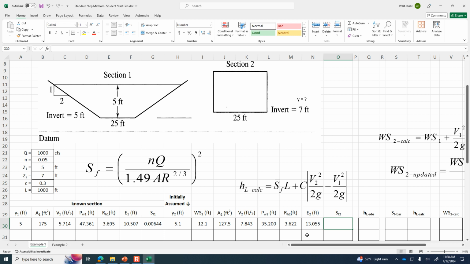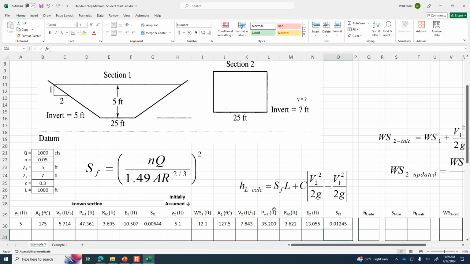So let's put in Manning's equation, solve for slope of the energy grade line equals parentheses n times Q divided by 1.49 times the area of 2 times the hydraulic radius to the power of 2/3, so 0.66667, and then close parentheses to get us out from underneath the denominator, close parentheses again to finish the expression, and then to the power of 2, because we need to square it. So the slope of the energy grade line, 0.0145.